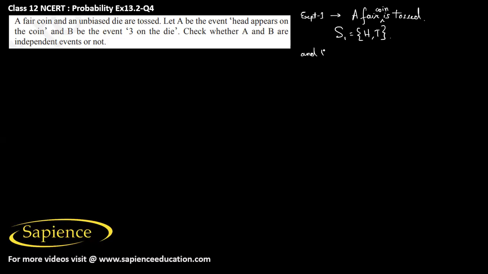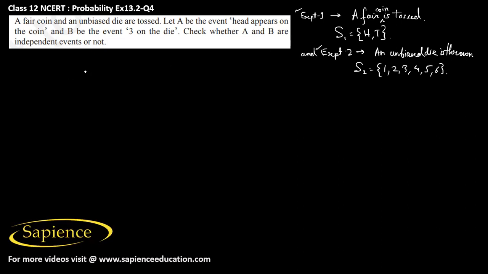And experiment two is that an unbiased die is tossed, or an unbiased die is thrown. For that, the sample space S2 is 1, 2, 3, 4, 5, and 6. So here we have the combination of these two experiments.